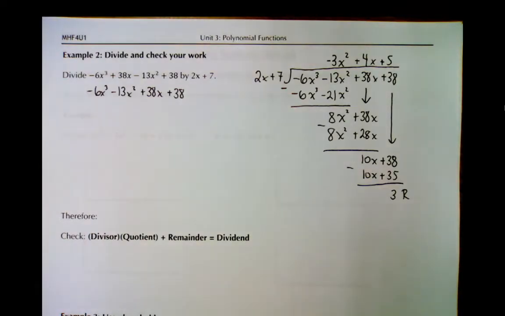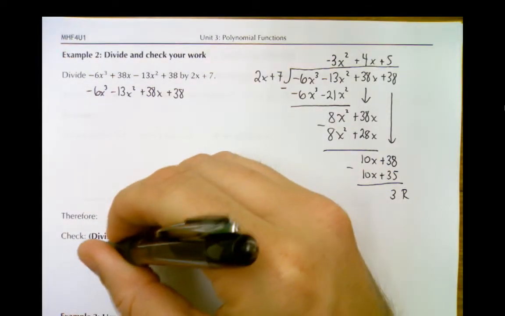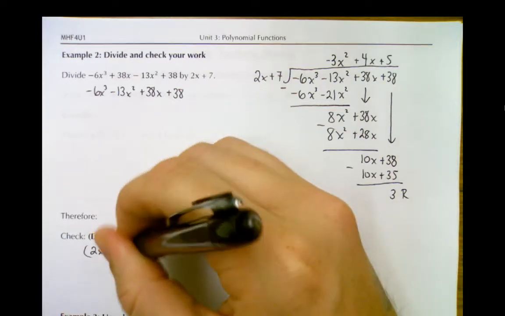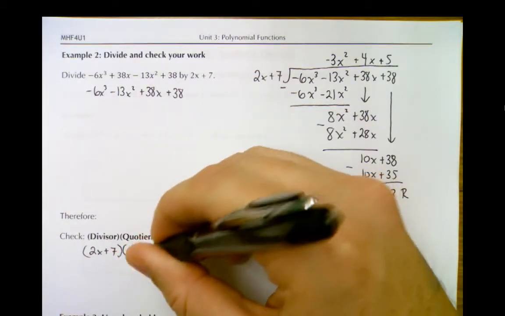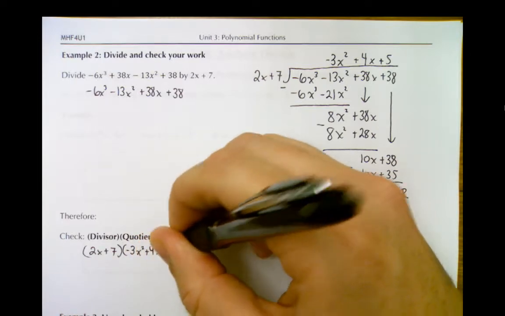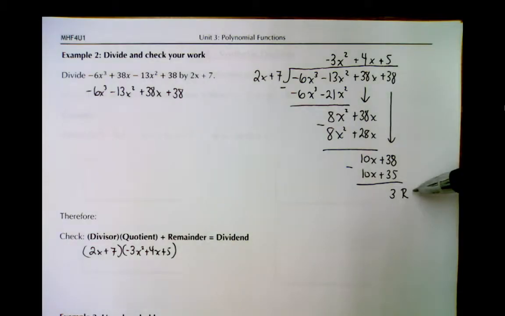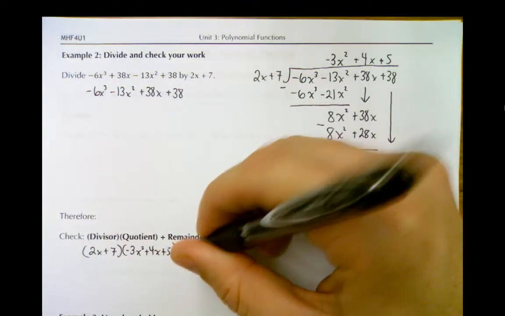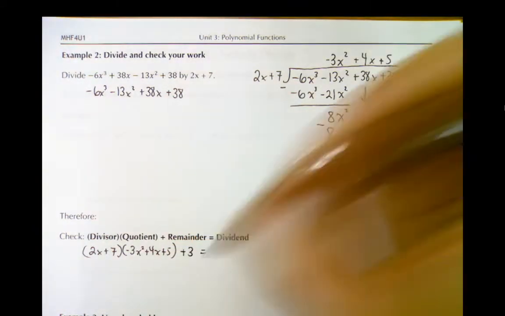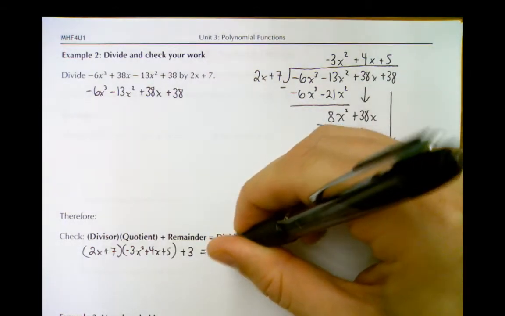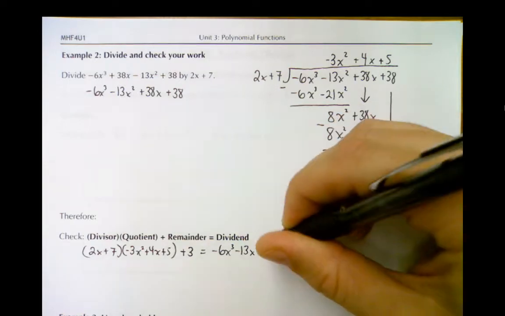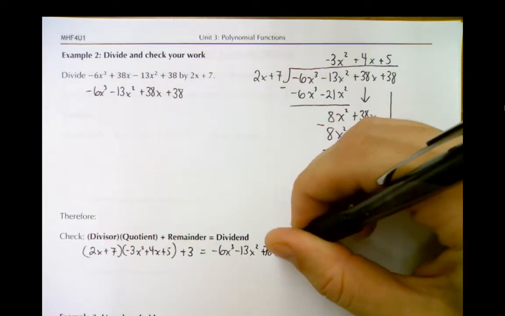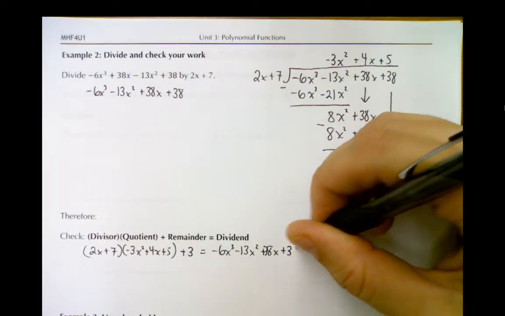The divisor is 2x plus 7. The quotient is negative 3x squared plus 4x plus 5. And if it had divided evenly with no remainder, that would be our factored form. But since there was a remainder, plus 3, it's not factored form. And our dividend was negative 6x cubed minus 13x squared plus 38x plus 38.